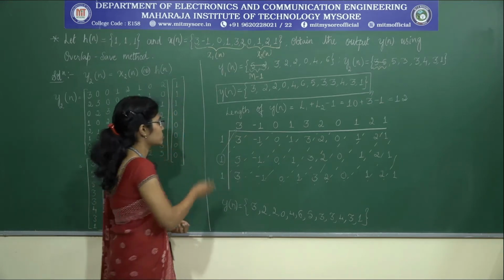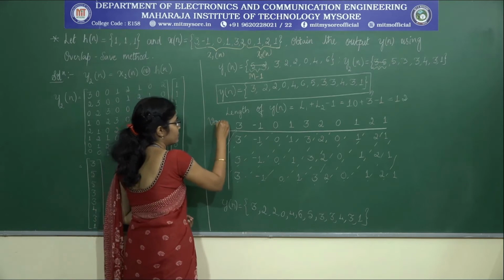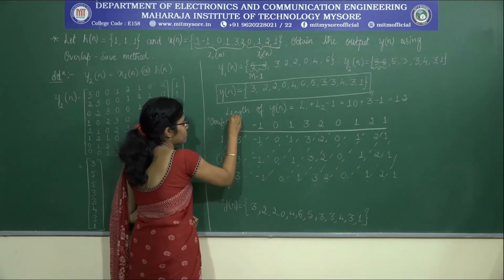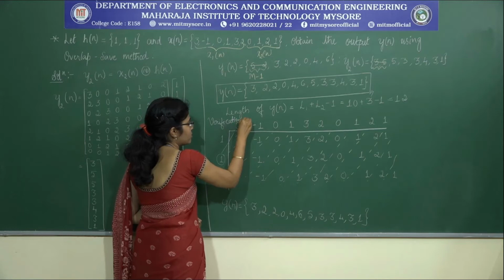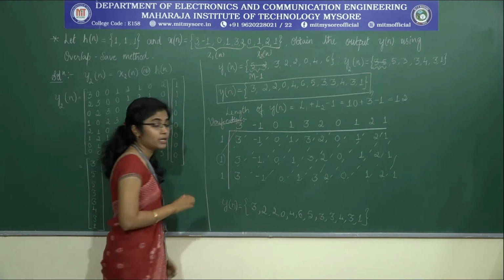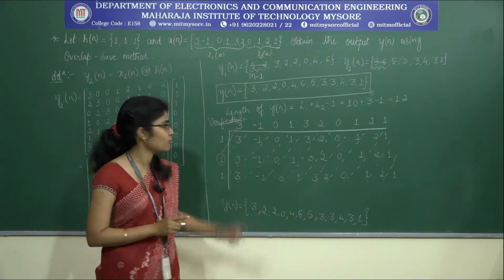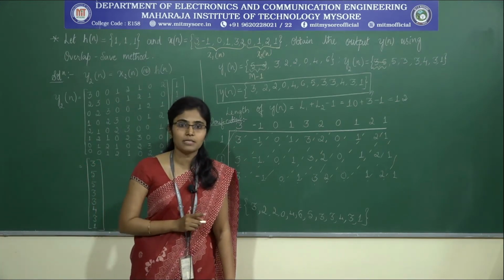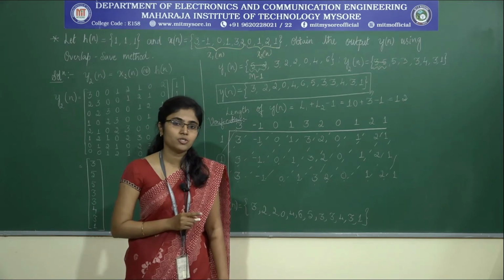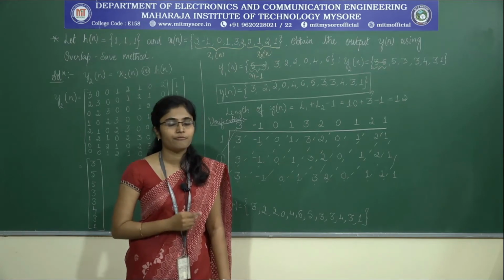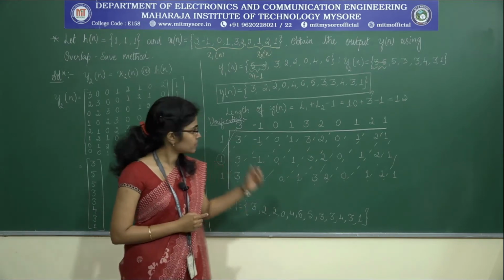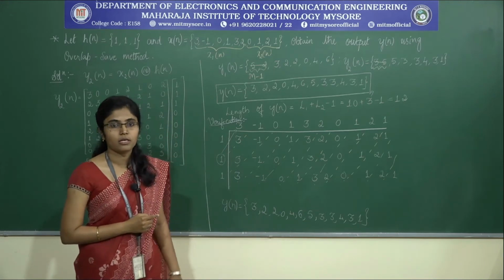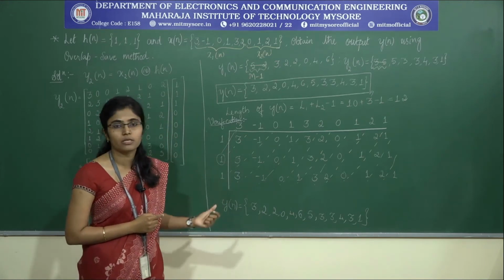Like this you can verify. So, this is needed for the purpose of verification. Okay. If you want to verify, you can verify using this method. But in the examination, you need to perform the same procedure which we studied in the standard overlap and save method. So, the same procedure should be followed in order to find y of n and simplify y of n. Okay. Now, we saw one problem, let us go on to the next problem.